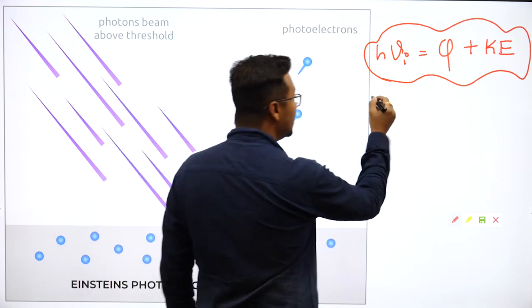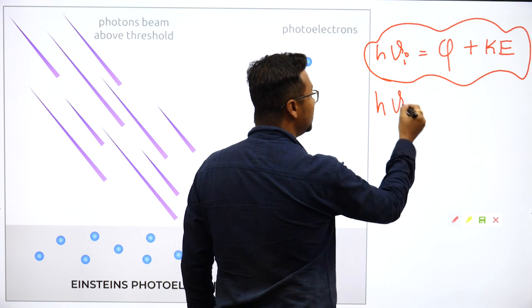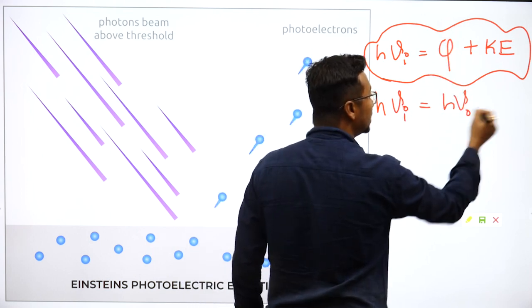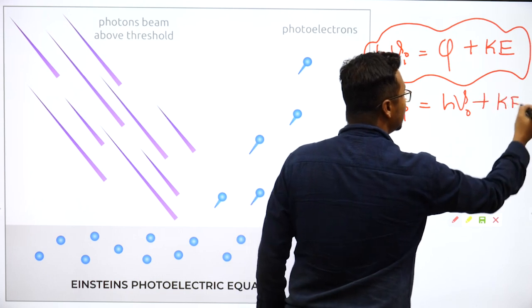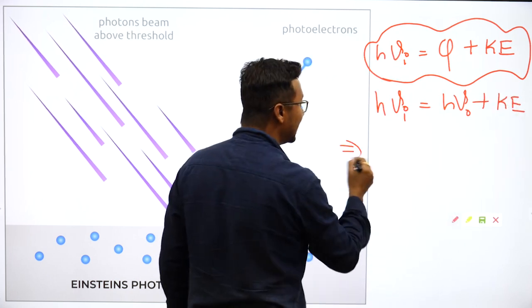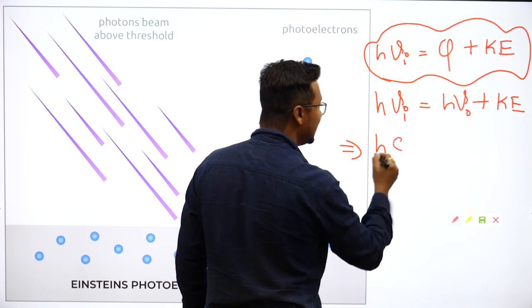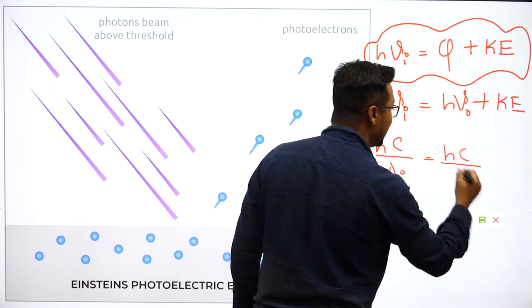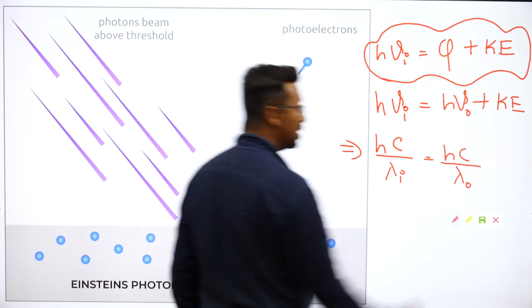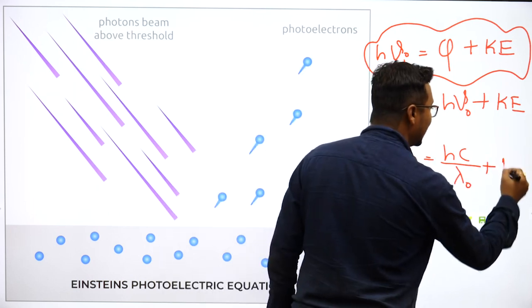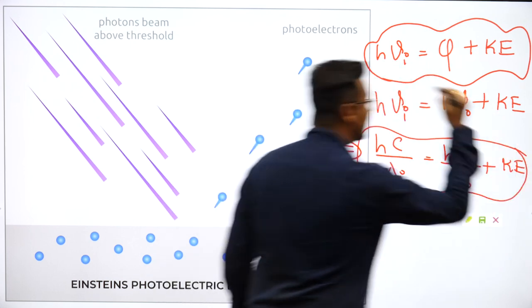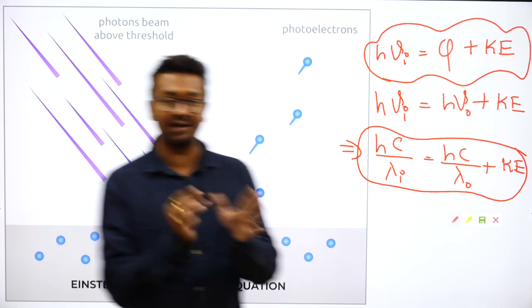All right. So here, I can write this as h nu incident is equal to work function, which can be written as h nu threshold plus kinetic energy. I can also write it as hc divided by lambda incident is equal to hc by lambda threshold plus kinetic energy. All right, my dear students, so this is the basic formula which we have out here.